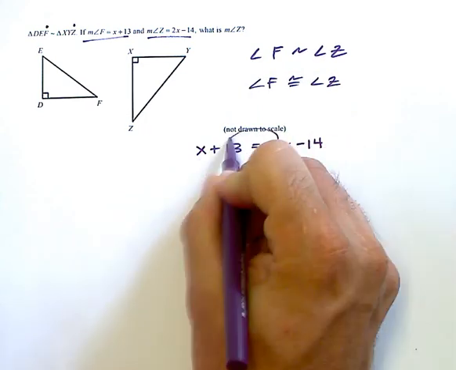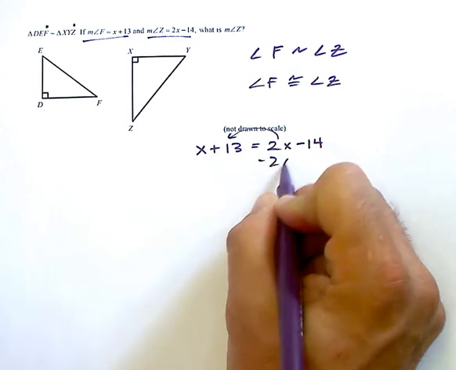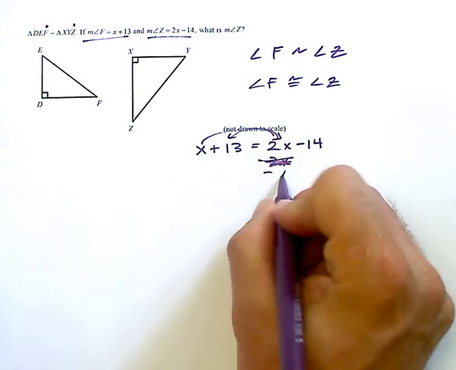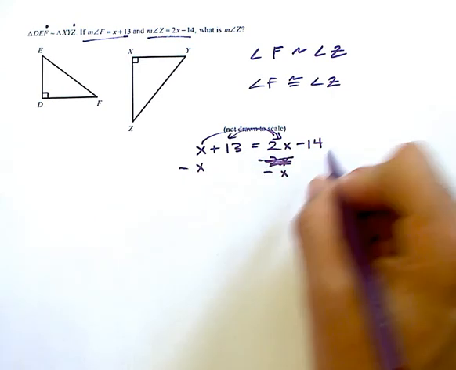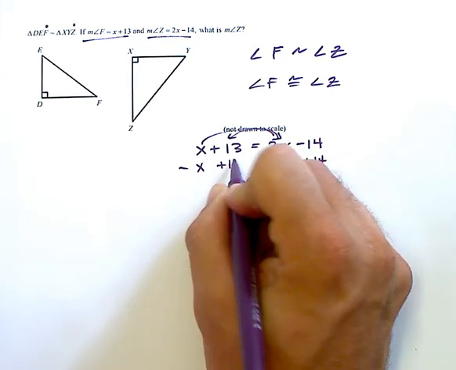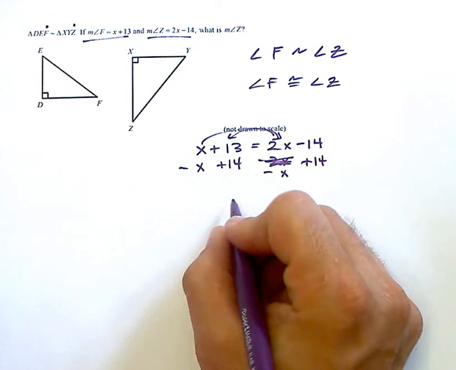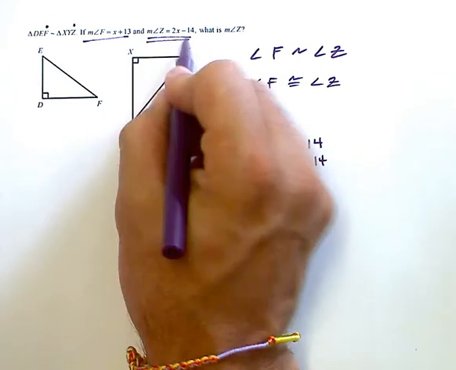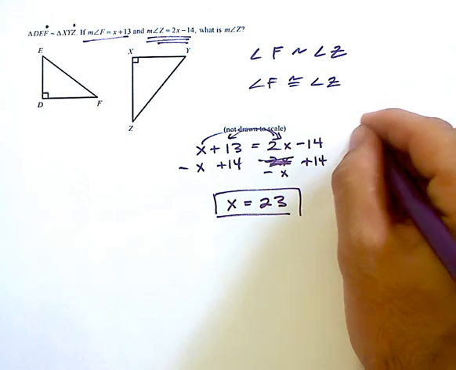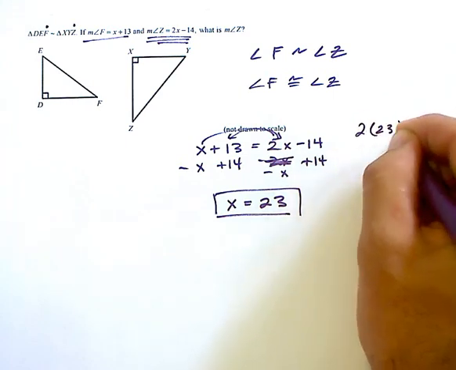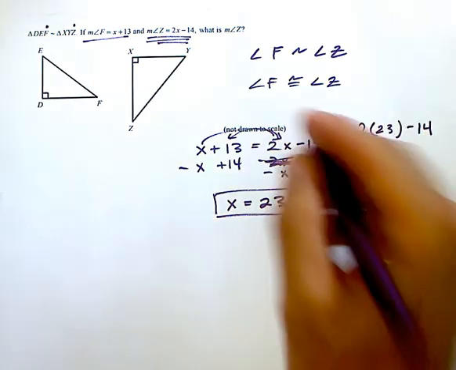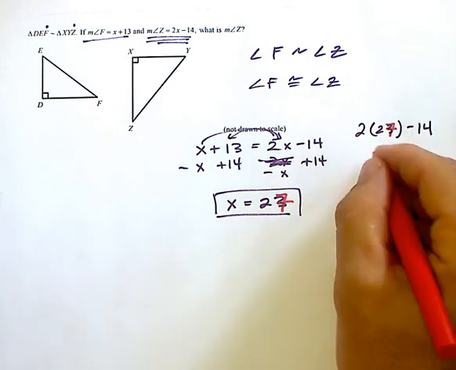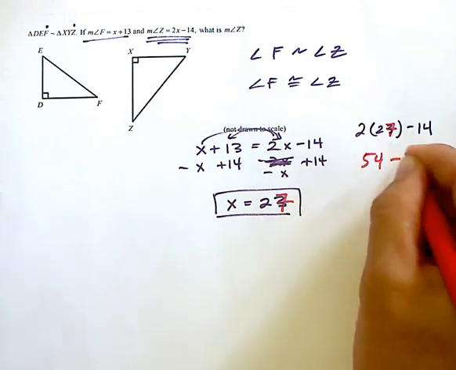Move letters to one side. Let's move the x this way, actually. So I'll subtract x from both sides and add 14 to both sides. And then you'll get x is equal to 23. Again, they want what z is, so you're just plugging in 2 times 23 minus 14. So 54 minus 14, which would be equal to 40.